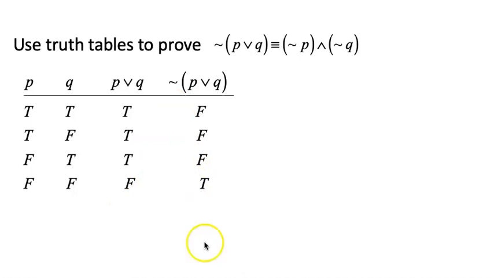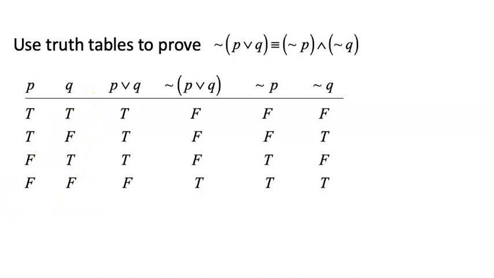I'm going to then need not P and not Q. Now how about not P? P is T, T, F, F. If I change it to not, it'll be F, F, T, T. How about not Q? Q is T, F, T, F. So change T to F and F to T: F, T, F, T. So there you go, not P is F, F, T, T, changed. Not Q, T, F, T, F becomes F, T, F, T.